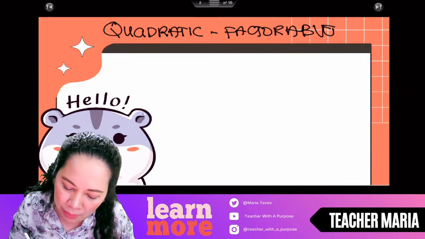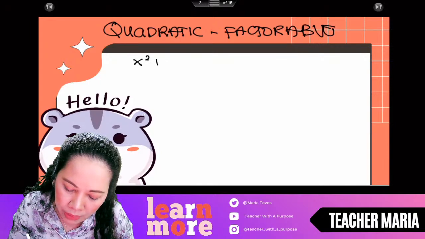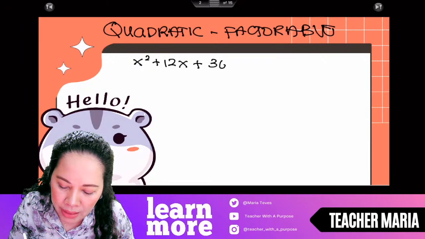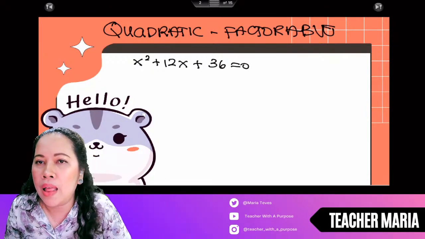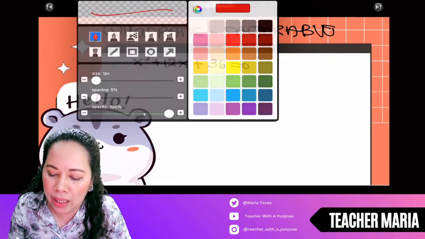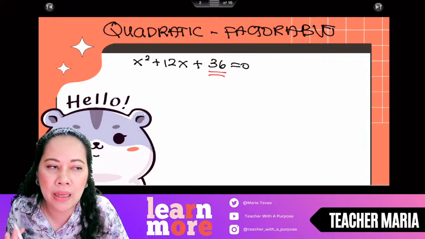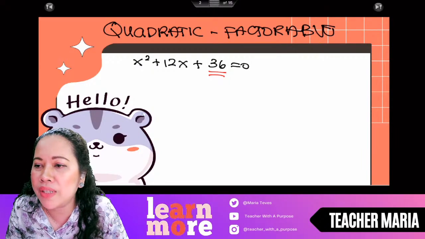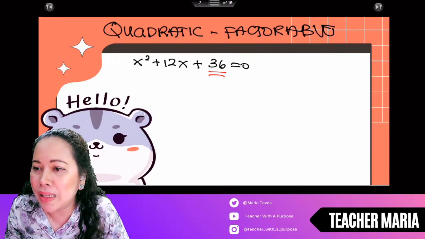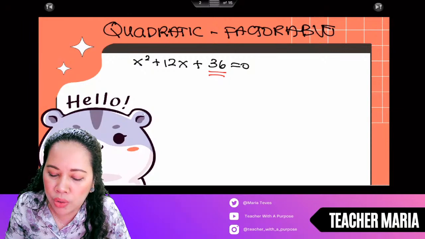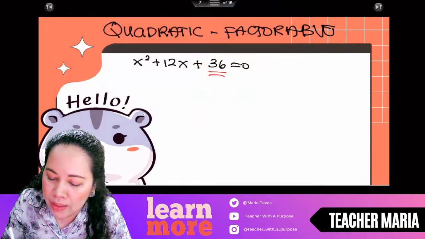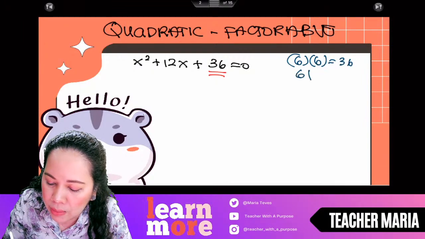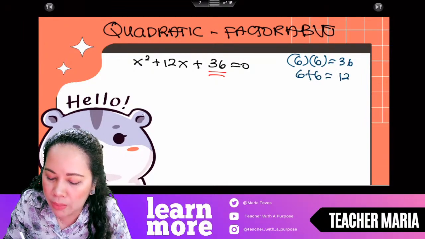So let's say, for example, you have x squared plus 12x plus 36 equals 0. Now, you just need to look at the last number. The last number is a perfect square, which is 36, right? A perfect square of 6. 6 times 6 is 36. 6 plus 6 is 12, which is the middle term.